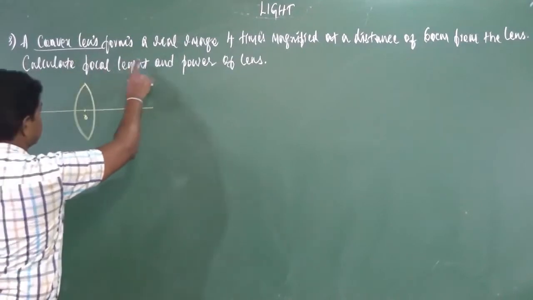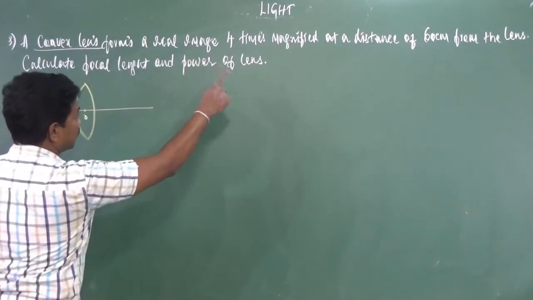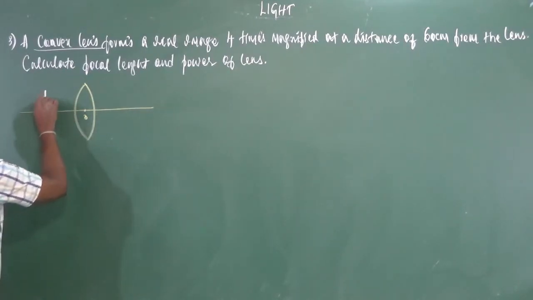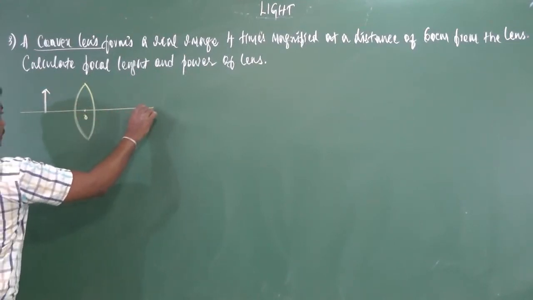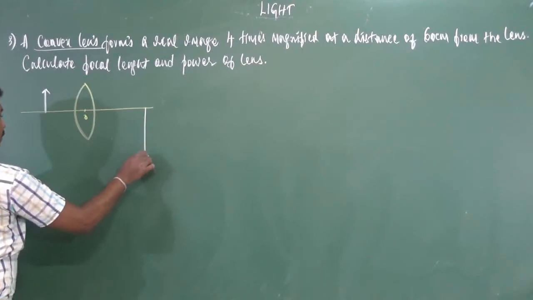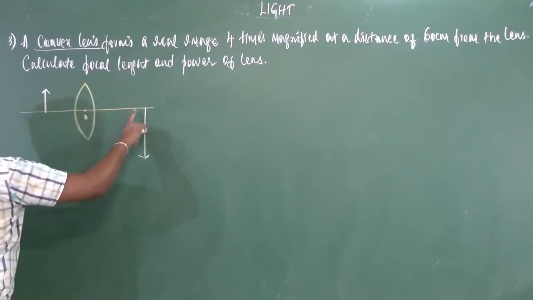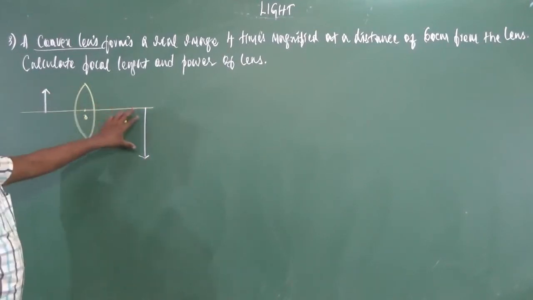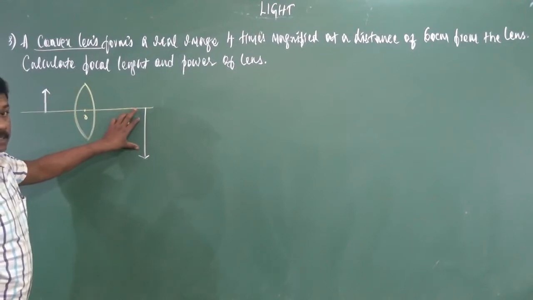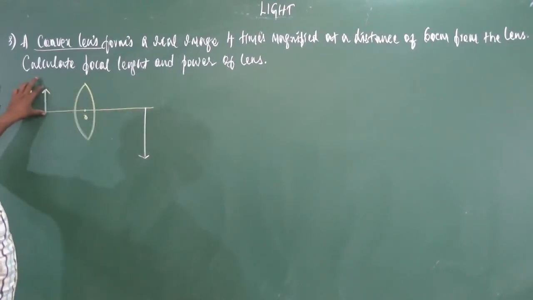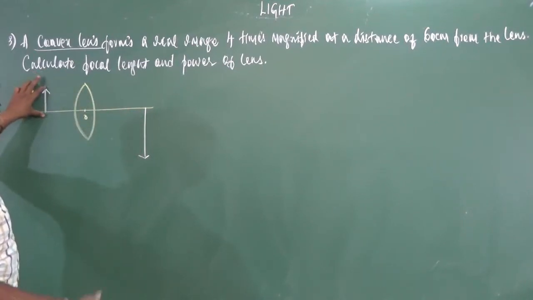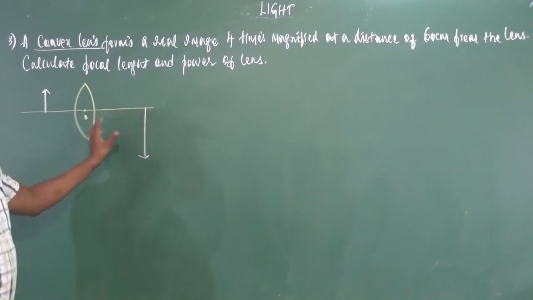So a convex lens forms a real image 4 times magnified at a distance of 60 cm from the lens. So I hope the object is placed somewhere here. So when you compare the size of the image with the size of the object, the size of the image is 4 times magnified. So if it is 2 centimeters, then it is 2 into 4, that is 8 centimeters, something like that. That is how you have to take it. If this is 1 centimeter, then 1 into 4, this is 4 centimeter. If it is 4 centimeter, then 4 into 4, it is 16 centimeter. That is how you have to take it.